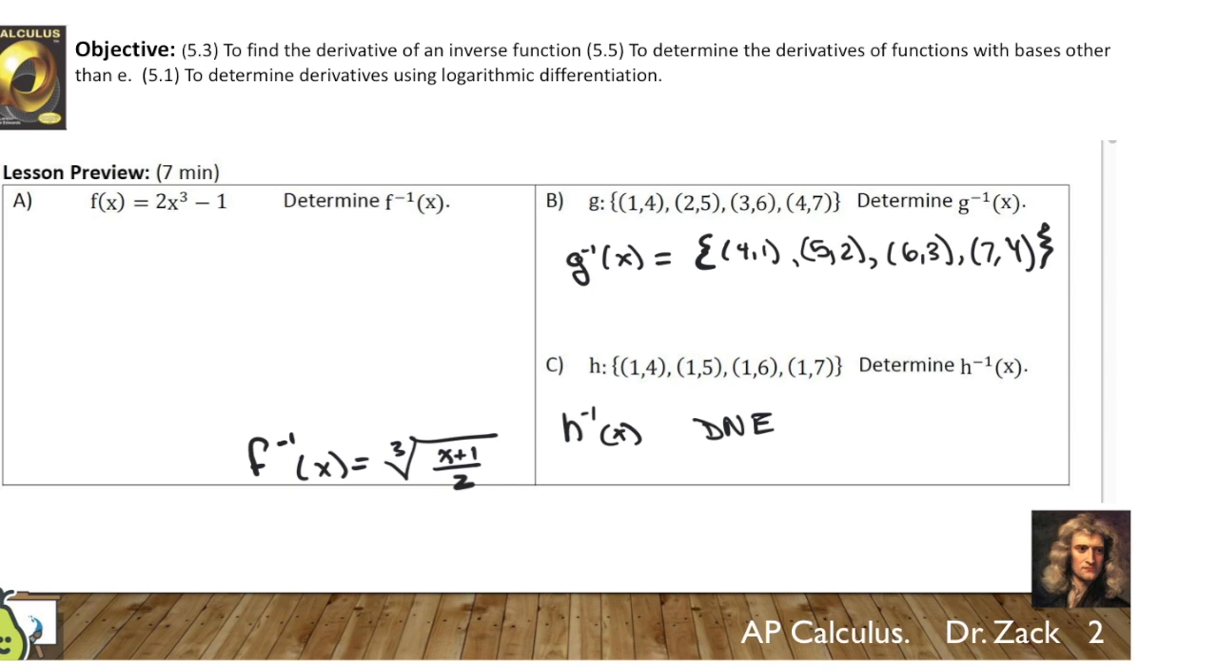So today's lesson preview gave you an opportunity to review finding inverse functions. Now, remember, these are functions. So question B, when you were to find the inverse of G, you just exchanged your domain and range values in each one of these points. However, question C, the H inverse of X does not exist because the original H of X is not a function. And if H of X is not a function, then the inverse cannot exist.